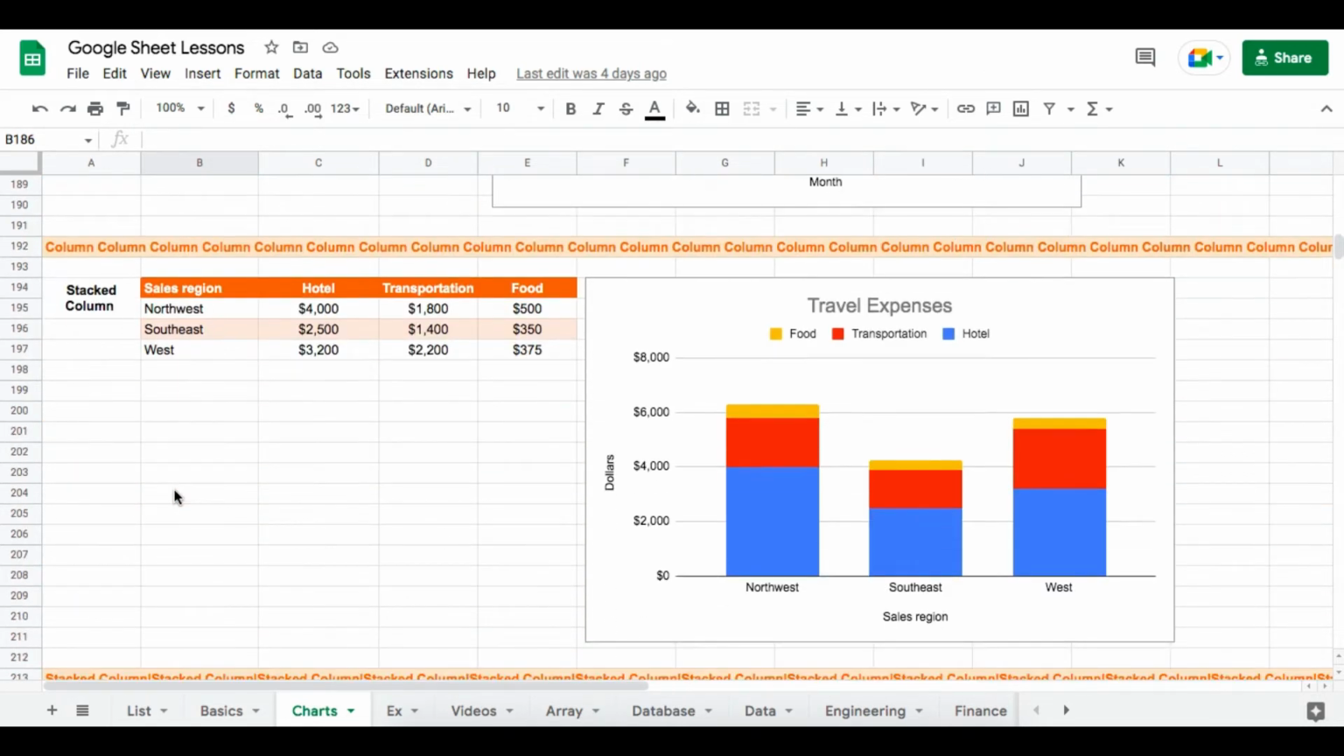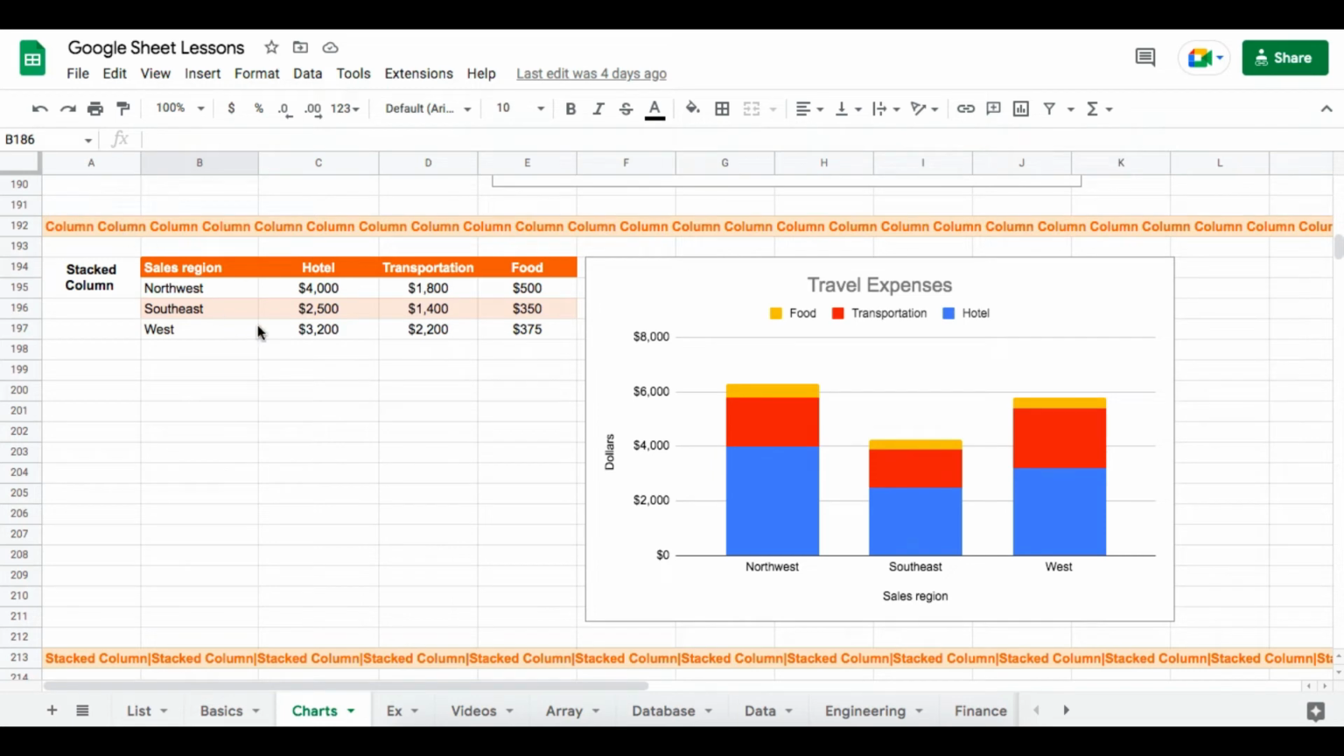We can also use the stack chart, similar to the area stack chart. For the column chart, you're stacking the data points on top of each other and trying to see what the total is. So in this case, the total matters more than the individual. If you look at the different regions, we have northwest, southwest, and west sales region, and then we're comparing hotels, transportation, and food. And for all of them, the hotel will cost a lot. The next is the transportation, and the least amount that will cost is the food.